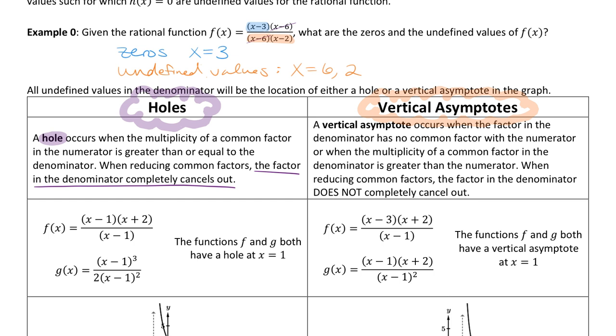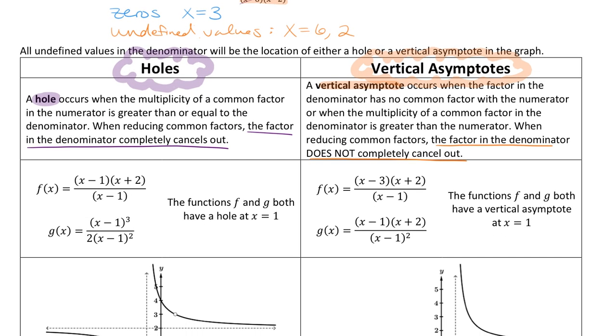On the other hand, a vertical asymptote occurs when the factor in the denominator has no common factor with the numerator, or when the multiplicity in the denominator is greater than the numerator, which is a fancy way of saying that when you're canceling out terms, the factor in the denominator does not completely cancel out. It may cancel a little bit, but it won't completely cancel out. If that's the case, then that undefined term gives us a vertical asymptote. So we have two types of undefined values now, a hole and a vertical asymptote.